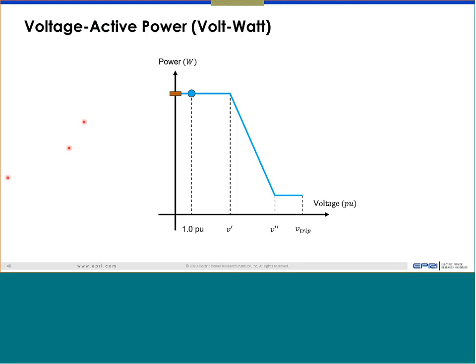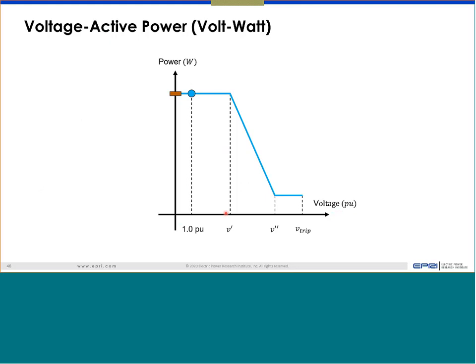What does this function actually mean? What you have is the active power generation on the y-axis, and the x-axis is the voltage at the inverter terminal or wherever you want to implement this function. Say plant level at the PCC, then the PCC voltage will be the x-axis.